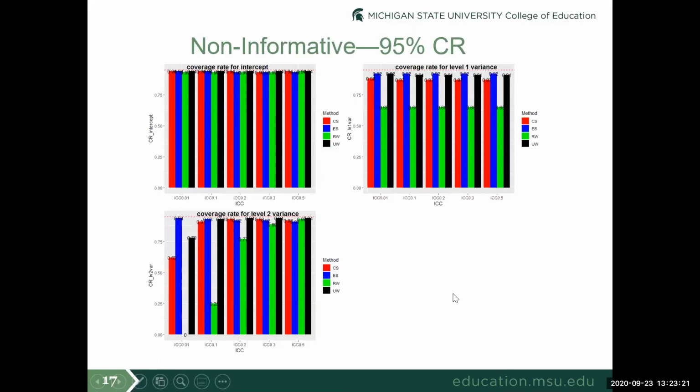As for the effect of ICC, as ICC increases, the coverage rate for the intercept and the level 1 variance show not much change across all the estimators. Although there are some variations for the coverage rate of level 2 variance, it is hard to find a unified pattern across all the estimators here. Here's the result.